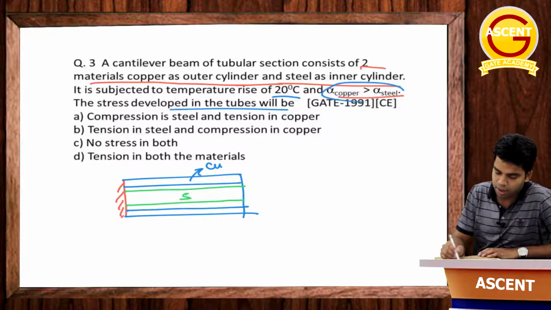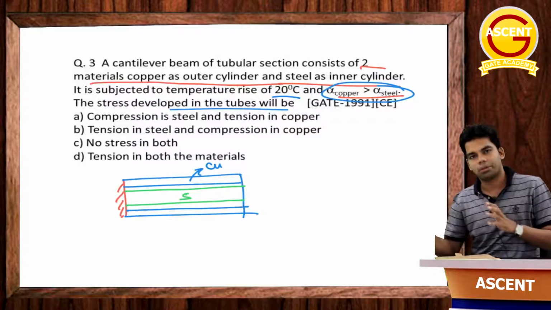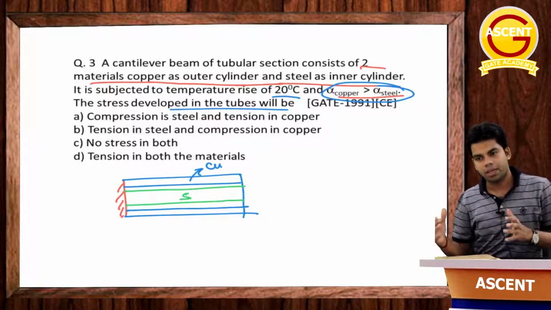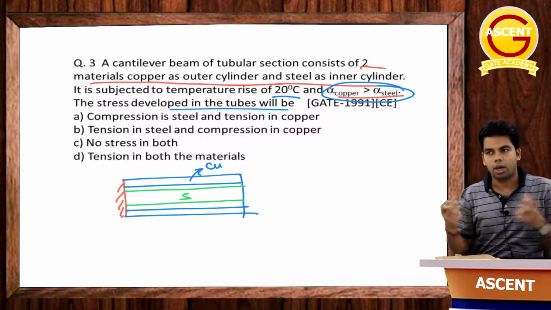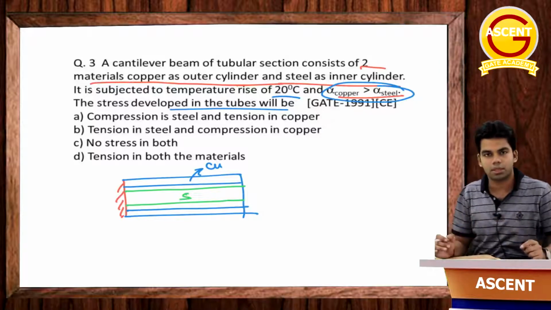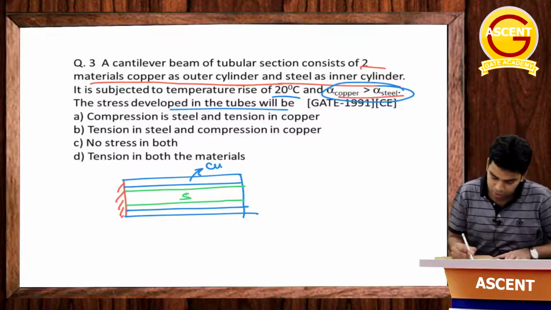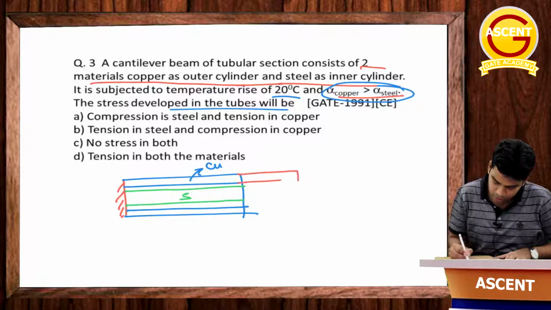Since alpha of copper is greater than alpha of steel, it is given. As I already told you, in order to determine thermal stress, the best thing is to first determine, if it was free to expand, how much it would have expanded. Then, when we put a restriction on it, what is the role of that restriction. Simply अगर आप ये दो चीज़ कंपेयर करते हैं तो आप कोई भी थर्मल स्ट्रेस के क्वेश्चन सॉल्व कर सकते हैं. So if it was free to expand, obviously the copper's expansion will be more, and the steel's expansion will be less. Why?